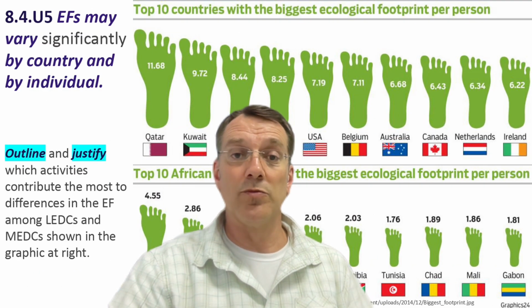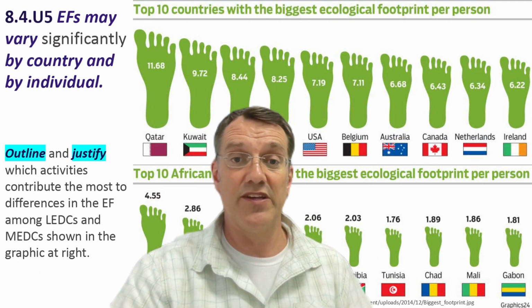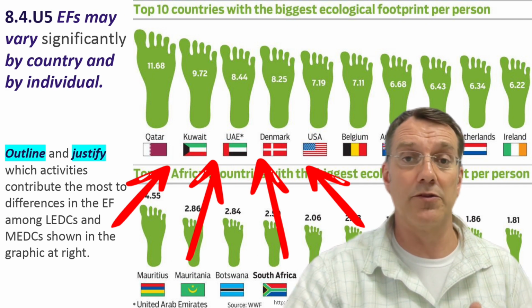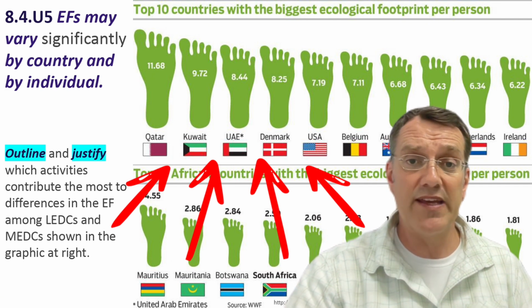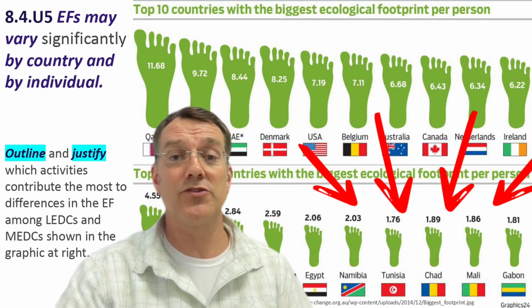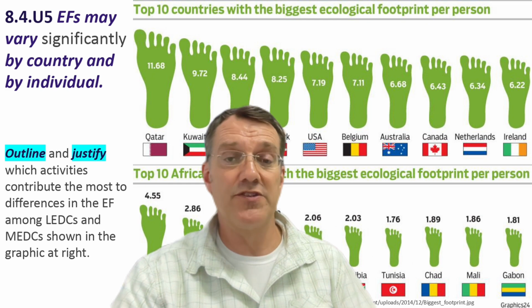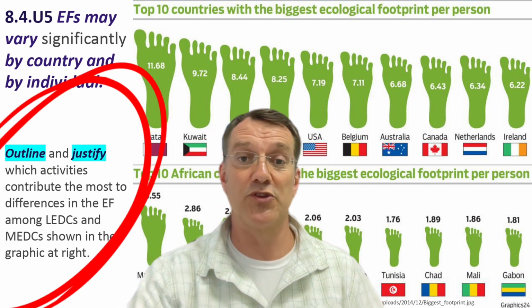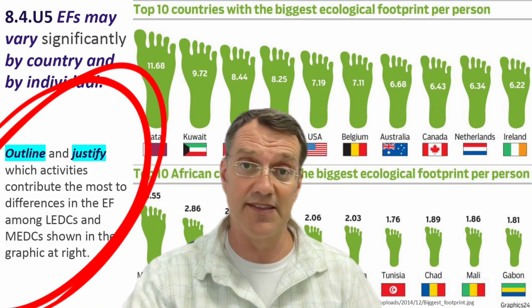Take a look at some global ecological footprints, and you can see some pretty dramatic differences between them. Countries with the biggest per-person footprints include Qatar, Kuwait, the UAE, Denmark, and the United States. African countries generally have much smaller footprints. These differences reflect consumption patterns, development levels, and lifestyle choices between LEDCs and MEDCs.